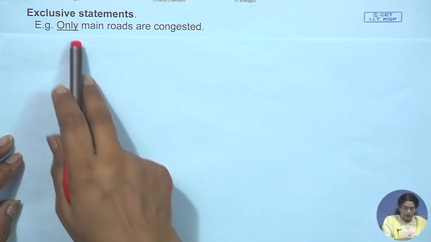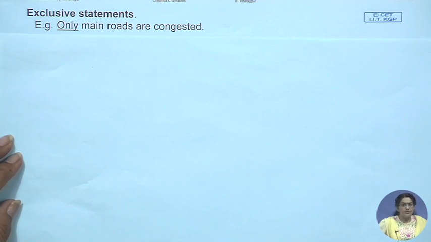So, two rather interesting classifications can be shown here. One is called the exclusive statements. Exclusive statements, which exclude. Okay. So, here is, for example, "only main roads are congested." Only main roads are congested. So, how do we understand this "only"? You are saying something here. Are you saying all main roads are congested? No, only main roads are congested.